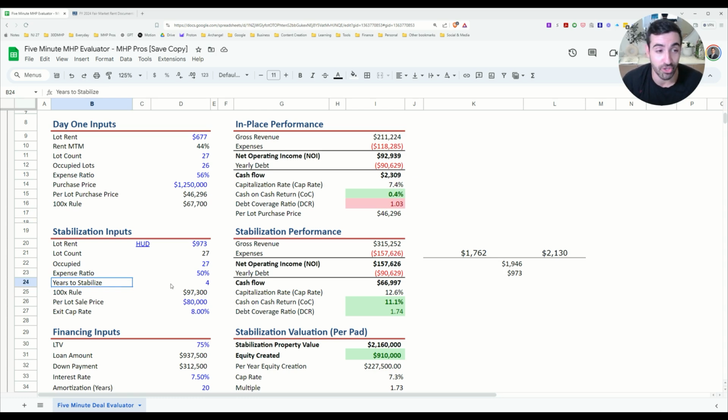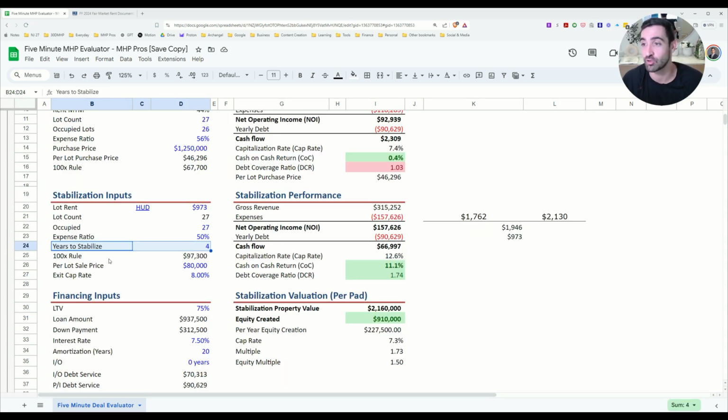So now we've covered expense ratio. The next input is how many years is it going to take for us to stabilize this park? Again, it really depends on so many confluence of factors, but we want to understand when we can get to that rent and when we can get to that expense ratio. We're not going that far from the expense ratio standpoint. We're only dropping from 56 to 50, but our lot rent has a long way to go. So I'm going to go on the higher end. It could be anywhere between 2 and 5 years to stabilization. I'm going to go closer to 4 years so that it takes some time for us to raise those rents to where they really should be. And so that's going to be our years to stabilize. We're going to assume 4 years.